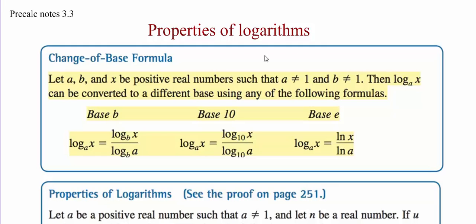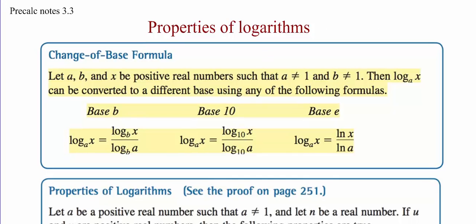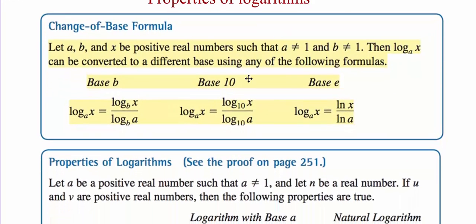First of all, the change of base formula. You can see it written here in the box. It's for a, b, and x being positive numbers with a and b not equal to 1. You can rewrite something like log base a of x. You can separate it and choose your own base. They've got it written three different ways here. Log base b of x divided by log base b of a. Log base 10 of x divided by log base 10 of a. And then natural log of x over natural log of a. Those are all equivalent equations.